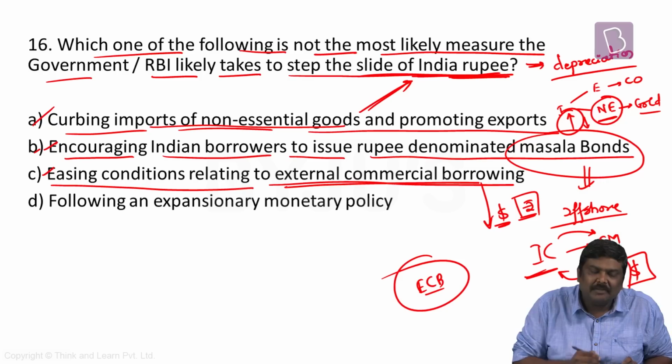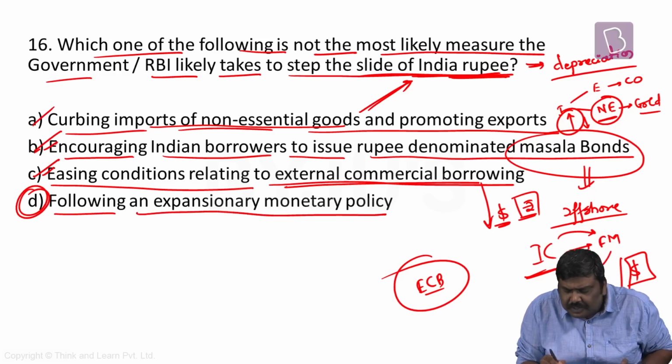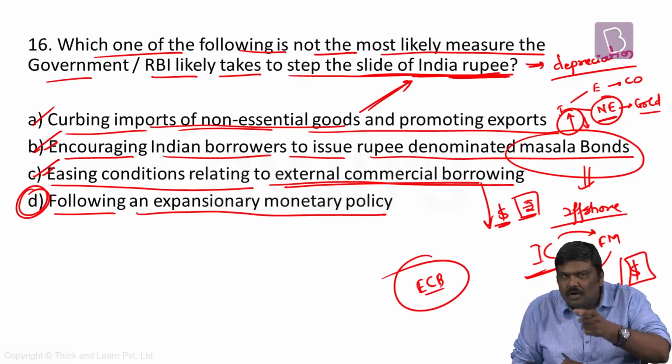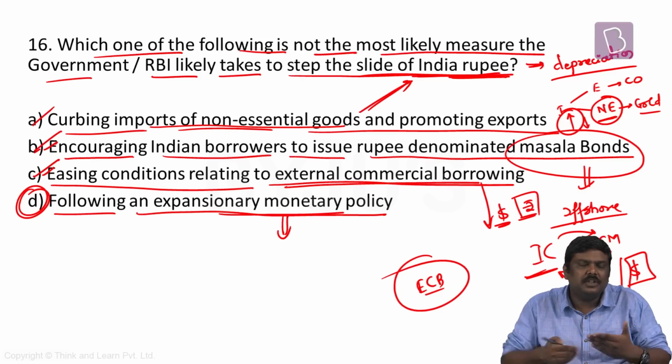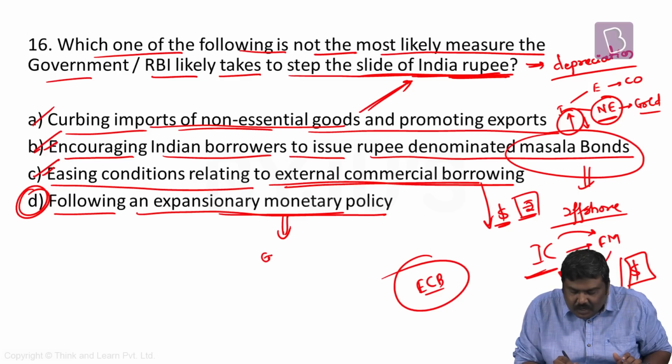Point A can be taken. Point B, yes. Point C, yes. So what is left out? Point D, that is following an expansionary monetary policy. Always remember this. The concept of contraction or expansion of monetary policy is associated with a primary target of either controlling inflation or promoting growth.